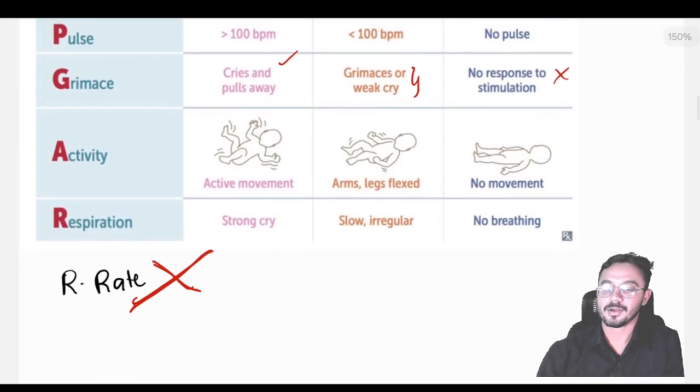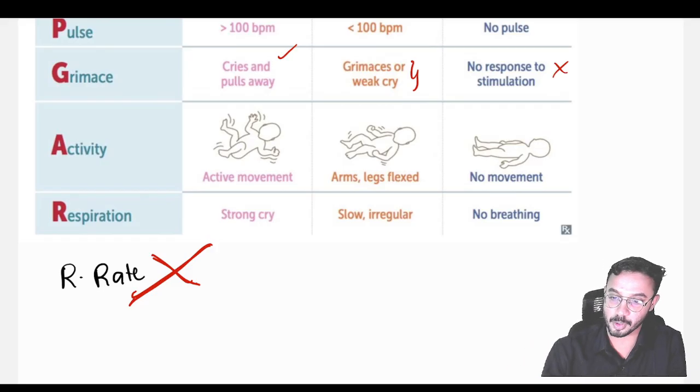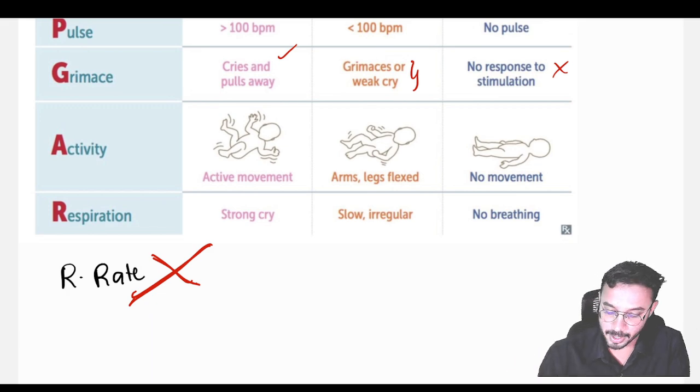Okay. And what about respiratory effort? The baby is having a very strong cry, the baby is crying very well, then you are going to give score 2. And slow and irregular respiratory effort, that is score 1. If the baby is not at all breathing, then you are going to give score 0 over here. Okay, respiratory rate is not a component of Apgar.